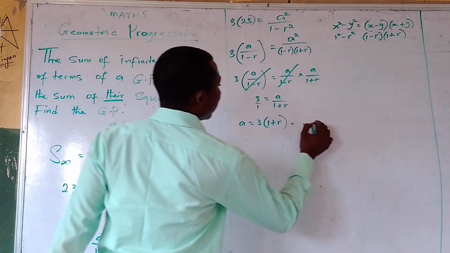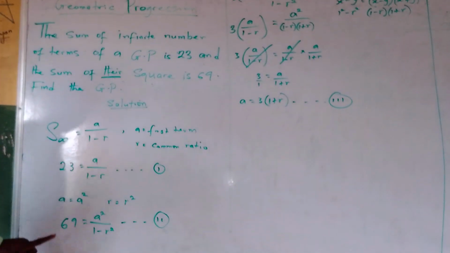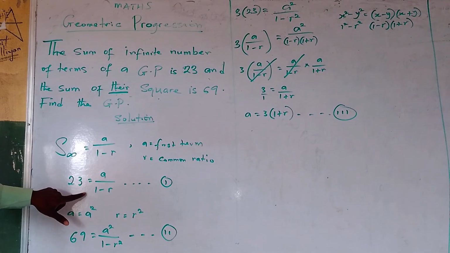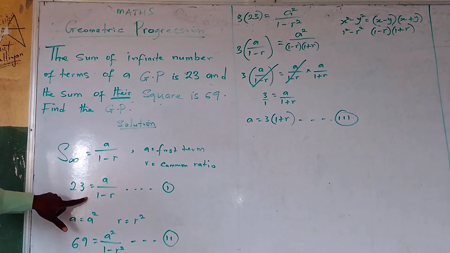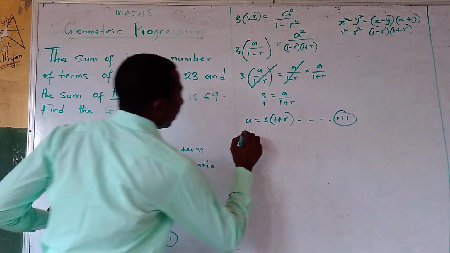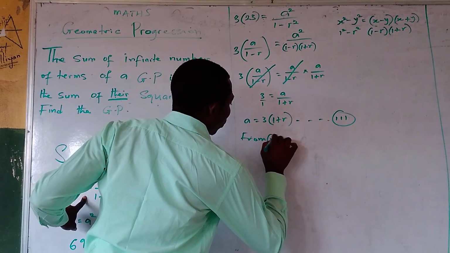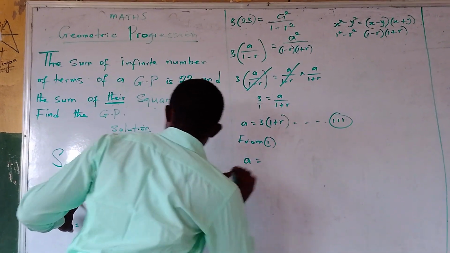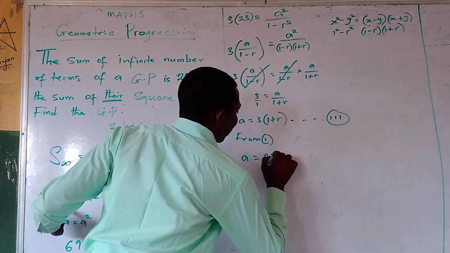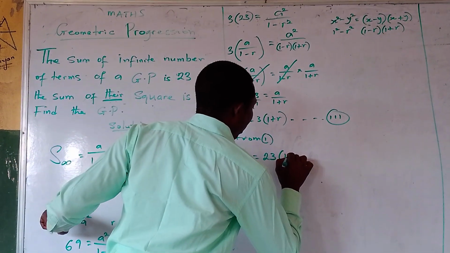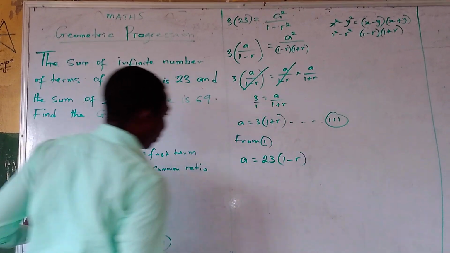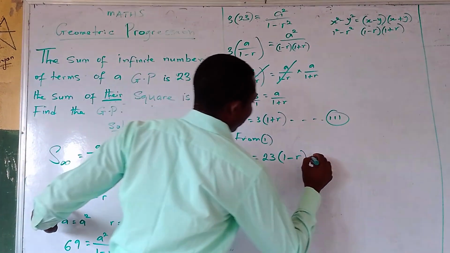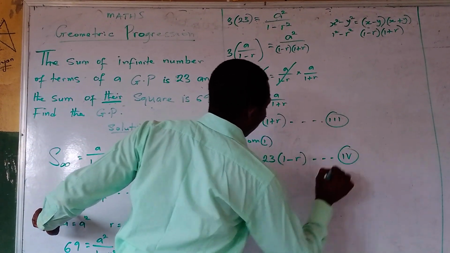Now we can call this one 3. Now when you look at it, you already have an expression for A here. Let's come to equation 1. You can get an expression for A here. So let's say from 1 now. From 1, you also have, when you cross multiply here, A equals to 23 open brackets 1 minus R. Can you see that? So this is another expression for A. Let's call it equation 4.